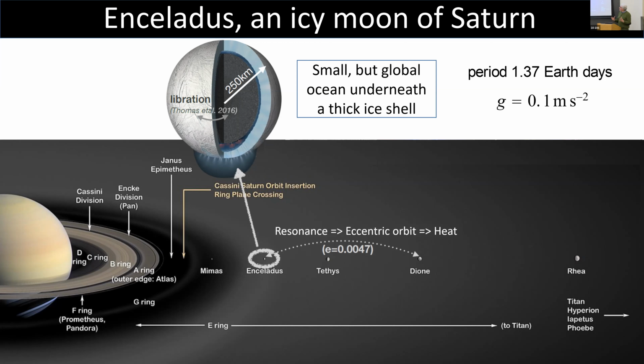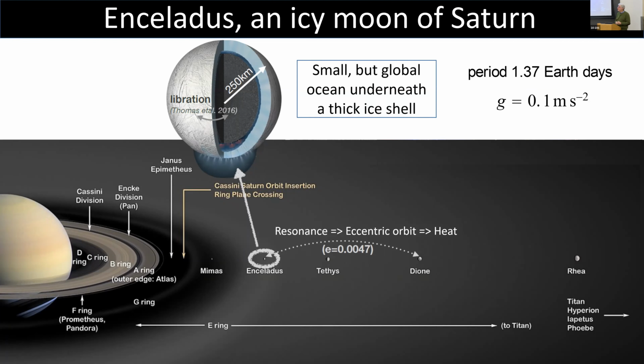It's incredibly small. It's about the size of Texas, 250 kilometers, or France or something. And it's in a tidally locked orbit, so it's rotating, and it's got a gravity which is 1/100th of the size of Earth's.